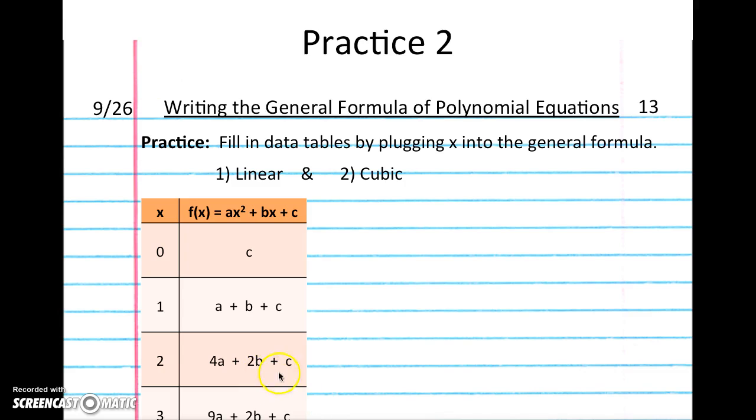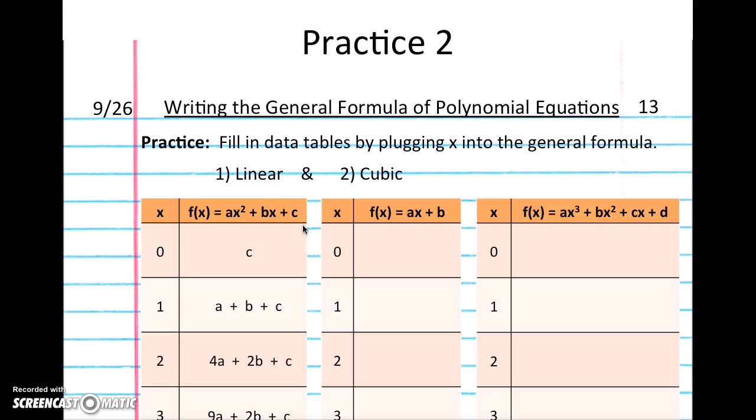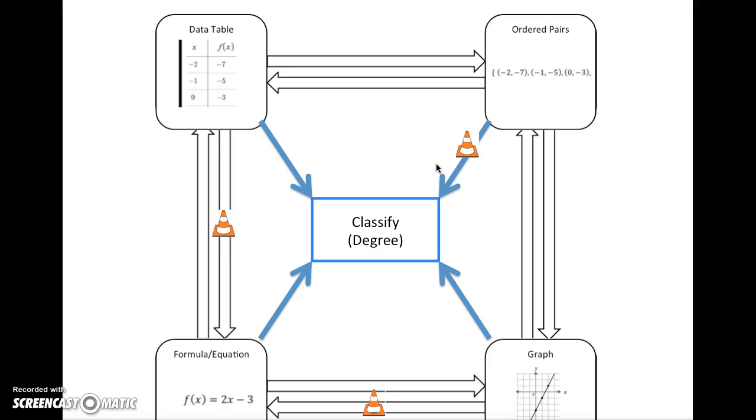So what you're going to do for practice is the same thing using a linear data table. You're going to fill in a linear data table, with 0, 1, 2, and 3 as your x values, and a cubic data table, again with 0, 1, 2, and 3. Remember, this work was all done so that we can be prepared to get the formula from the data table, building that road there, in our map.